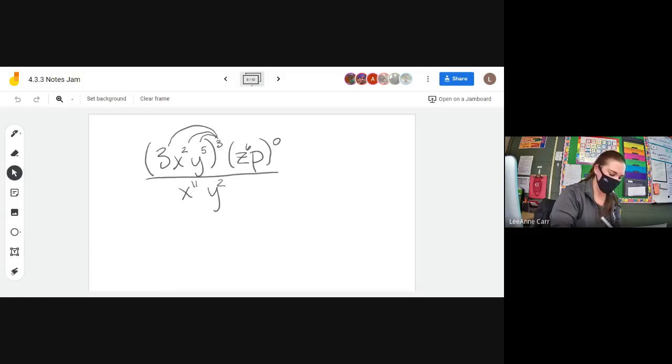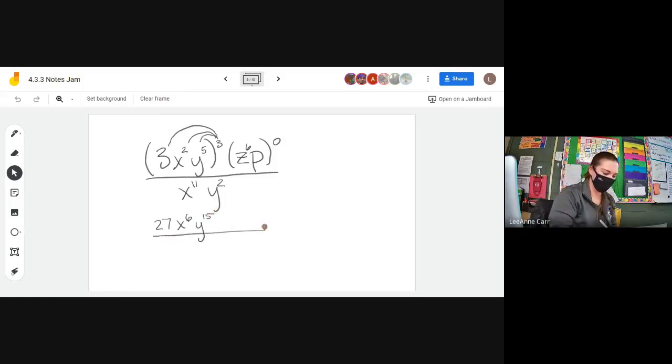So we get 27 x to the 6th. We're multiplying our exponents. And y to the, what's our y's exponent? 15. Thank you, Amara. Yep, 15.